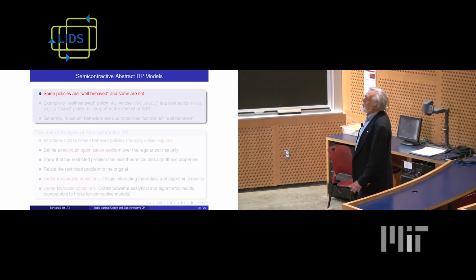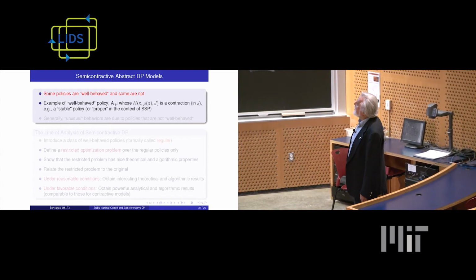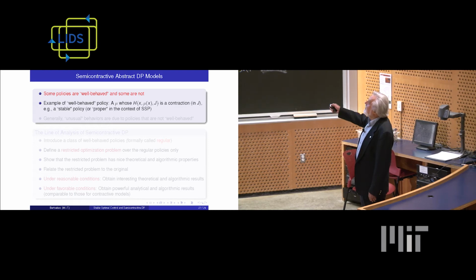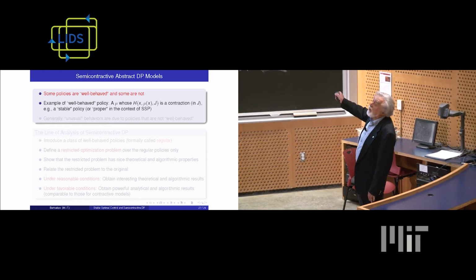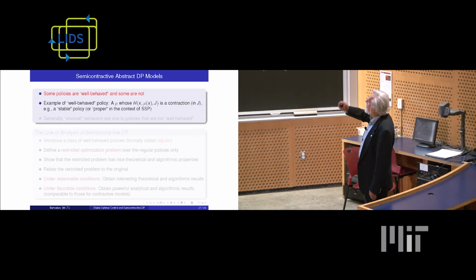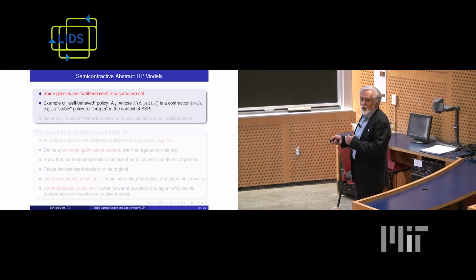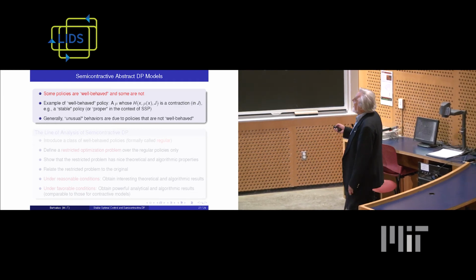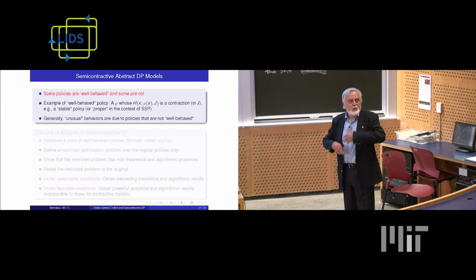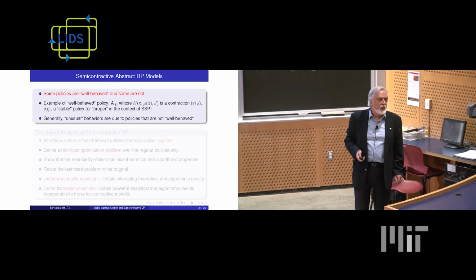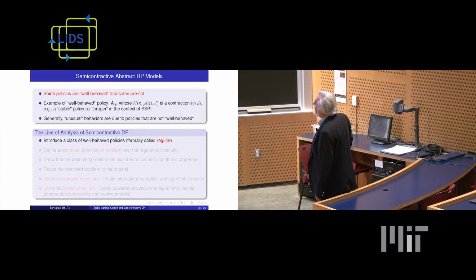Okay, semicontractive is a particular branch of abstract dynamic programming where some policies are well-behaved and some are not. For example, a well-behaved policy in some context might be a policy mu, such that this mapping, H of x, mu of x, and J, is a contraction mapping in J. A stable policy is an example. A proper policy in the context of stochastic shortest path is an example. Generally, if you have policies that are not well behaved, they cause problems: multiple solutions of Bellman's equation, lack of convergence of the basic algorithms, and that's the essence of this semicontractive model.